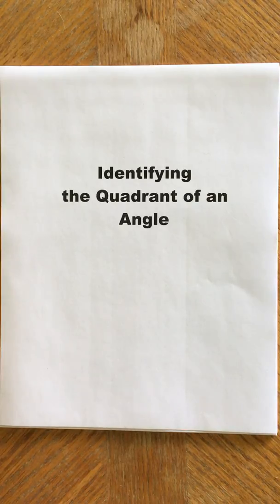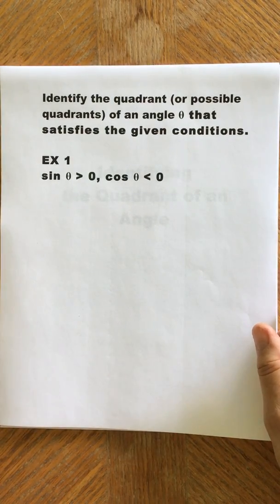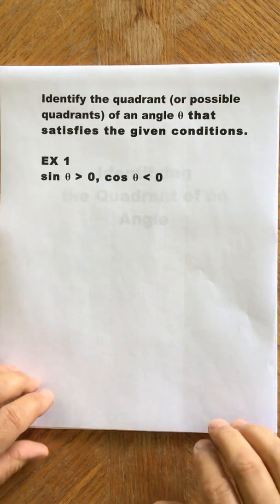So, in this video, we're going to look at how to identify the quadrant of an angle. Just to give you an idea of what kind of question that might be, something like this, where they ask you to identify the quadrant or possible quadrants of an angle theta that satisfies the given conditions, like sine of an angle is positive, while cosine of that angle is negative. So what quadrant would that angle be in?